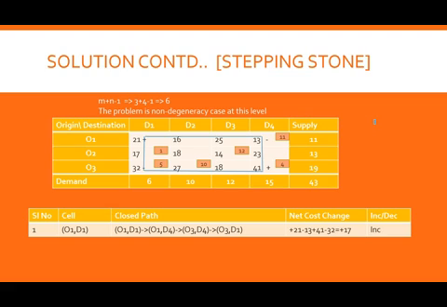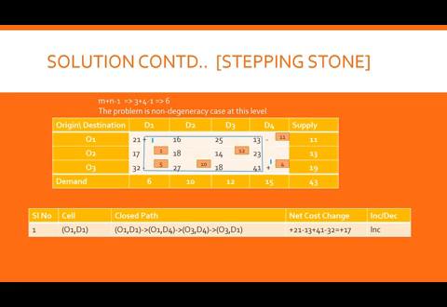So the stepping stone method says, identify a cell which is non-occupied. The first non-occupied cell is O1D1, right? That is what I have written here. For this, find the closed loop. The closed loop will be O1D1, O1D4, O3D4, O3D1. Once you have got this closed loop, write it down: O1D1, O1D4, O3D4 and O3D1. So this closed loop is written.